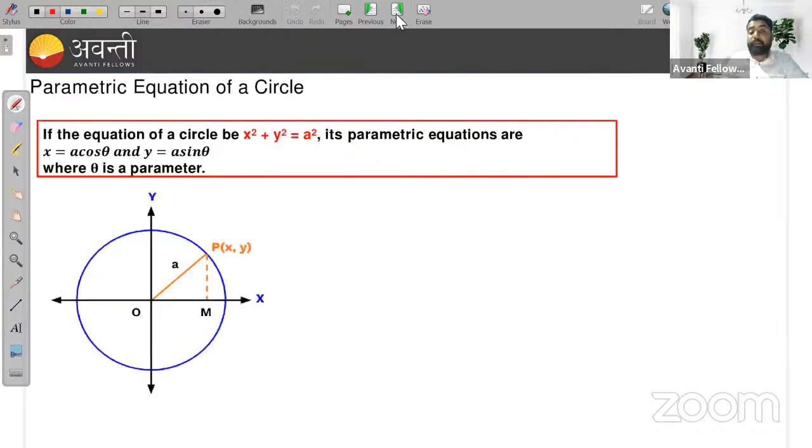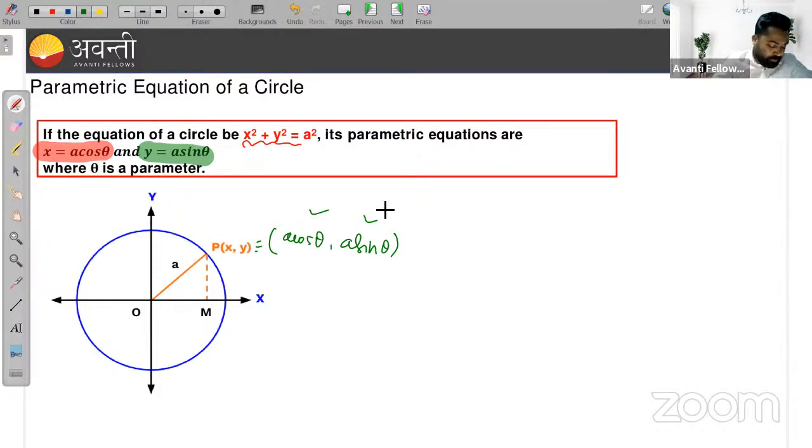Next, parametric equation of a circle. Suppose the equation of circle is x square plus y square is equal to a square, then the parametric equations will be x is equal to a cos theta and y is equal to a sin theta, right? That means the coordinate of P becomes a cos theta, a sin theta. Is that clear to everyone? These are the parametric coordinates of the circle also. Clear?